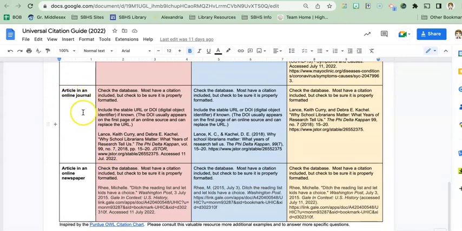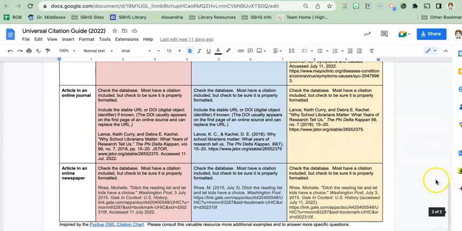Remember, if you're doing anything that comes from a database, check the database. Most have a citation included. Good reason to use a database. Even if it's an online database like OYE, you're going to see a citation. So use that citation. It's already vetted by the database. They want you to credit their sources, so it's probably going to be done correctly.